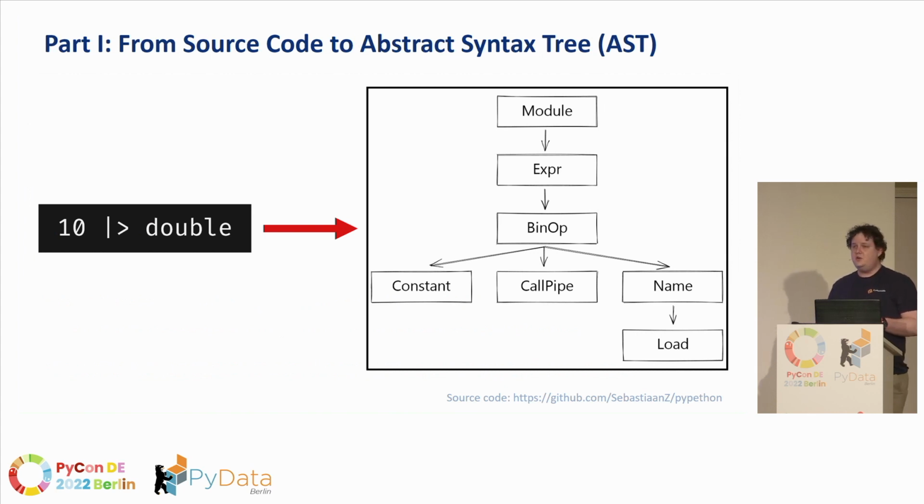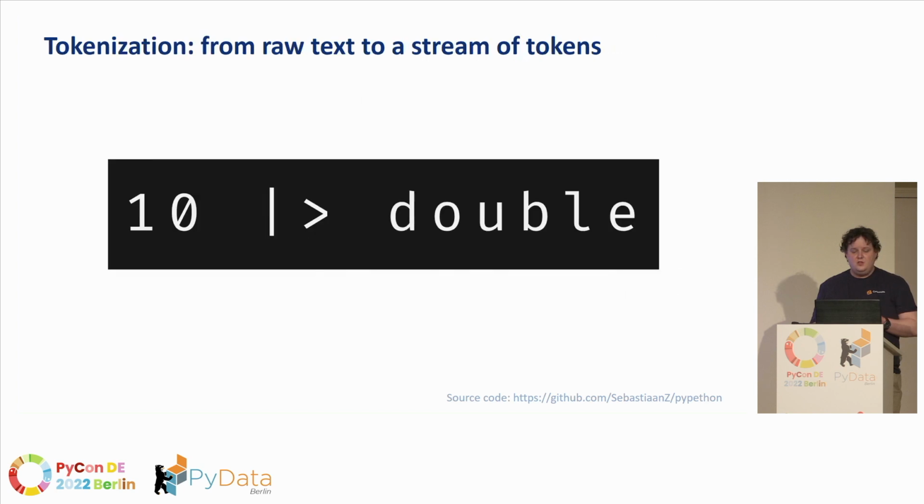And the goal of the first part here is to take your raw source code and turn it into something called an abstract syntax tree, which is the graph you see on the right-hand side of the slide. This is just a representation, in this case, of an entire module in Python that just consists of this single line. And that's what Python needs to do first.